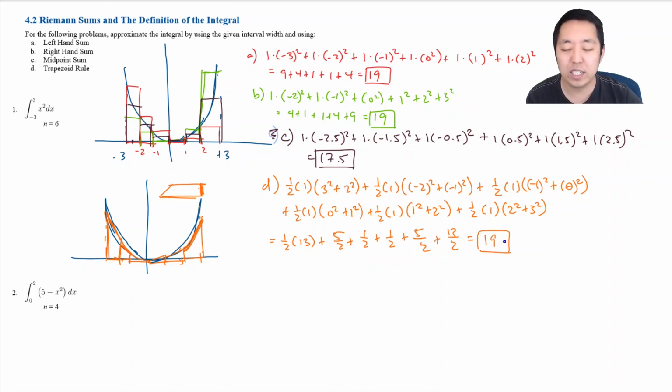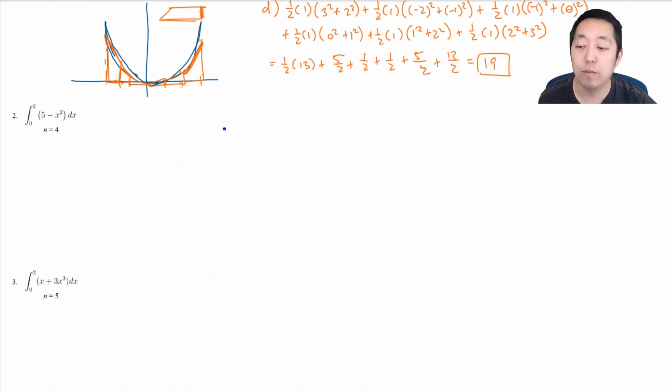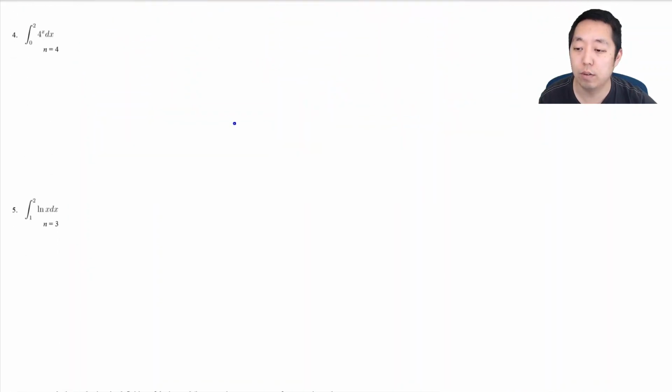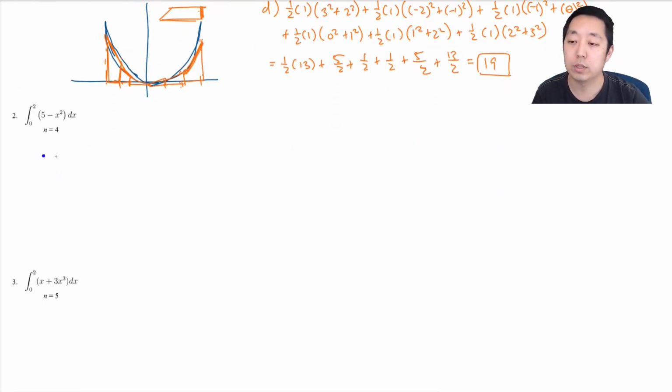So it turns out, because of the symmetry in this one, that A, B, and D are the same, but that's not always the case. So that's what we're going to do for each of these problems: find the area using all four methods, and you do need to know all four methods for most calculus courses.